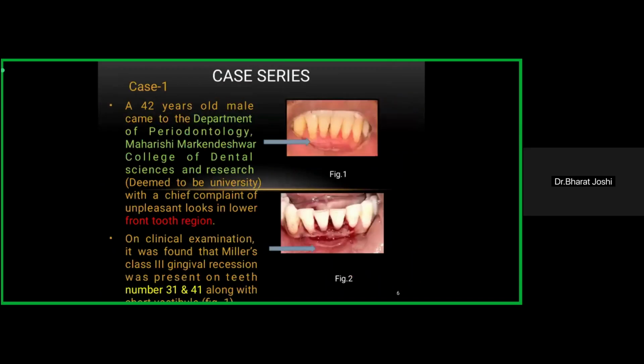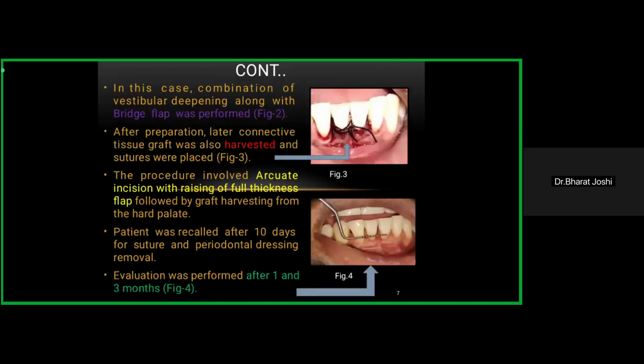A 42-year-old came to the department with a chief complaint of anesthetic looks. On clinical examination, it was found that there was class 3 gingival recession with respect to 3-1 and 4-1. It was decided to perform vestibular deepening along with a connective tissue graft. So first of all, an arcuate incision was given. It was followed by graft harvesting from the hard palate. The patient was recalled after 7 days and evaluation was performed after 1 and 3 months.